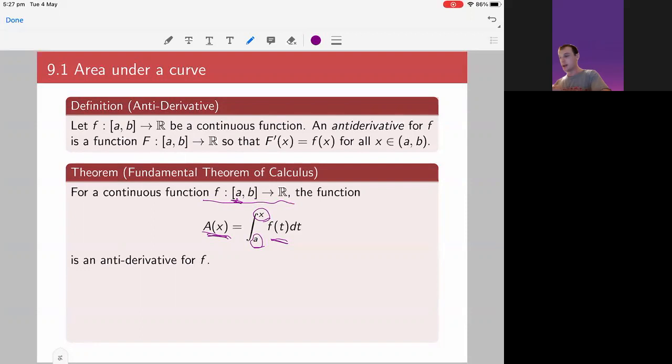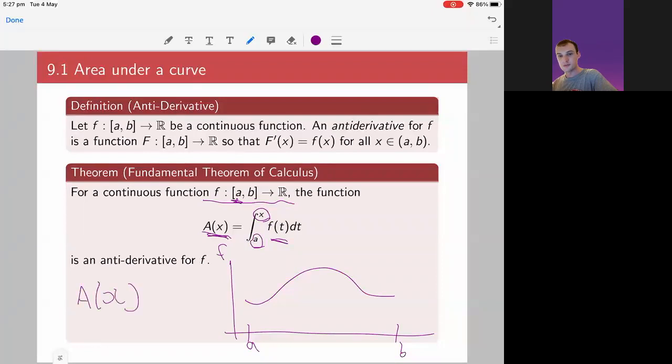So what does that mean? It means that I've got a continuous function. Let's say a is there and b is there. This function A of x, what does it do? It finds the point x, closes off the interval there, and it basically finds the area under the curve there, or the integral more generally.